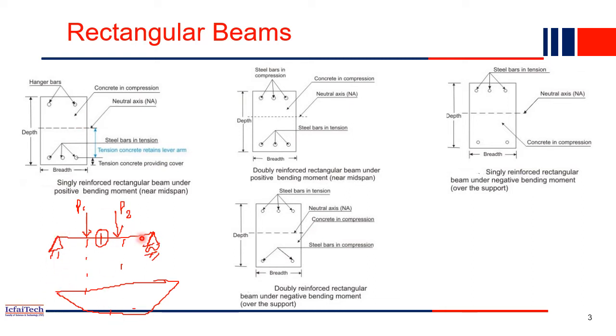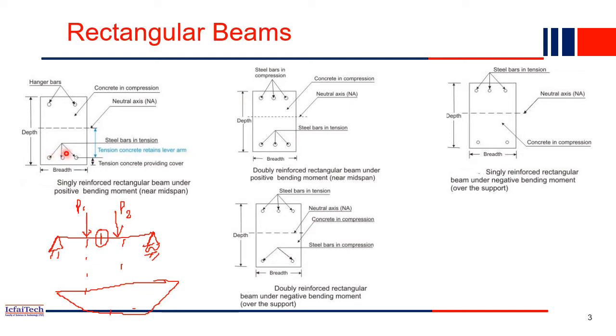Whatever I have drawn is a simply supported beam, that's why it is 0 at the supports. But if both ends are fixed, then you will find negative bending moment here and negative bending moment here also. Singly reinforced beam means the reinforcement or steel bar is used on only one side.